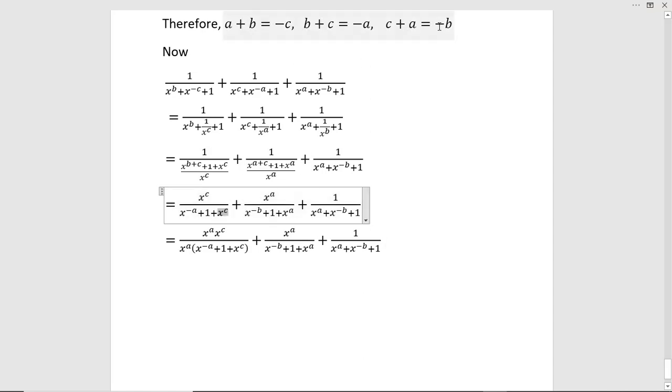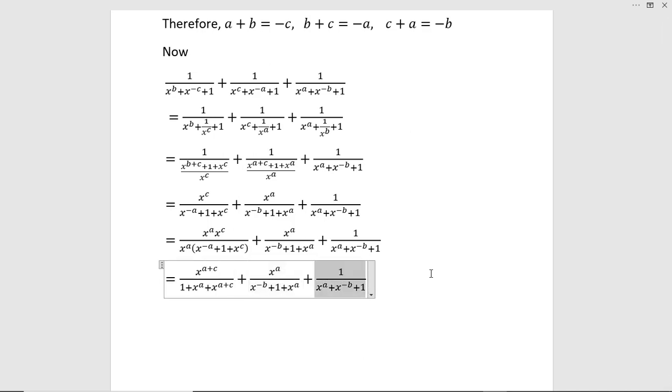So to get this minus b, we need c and a, c + a. So if we multiply x to the power a in both numerator and denominator, then it will become c + a, that is minus b. So this is our technique. So we can write it like this. The remaining two are the same. The first one will be changed like this: x to the power a + c, x to the power a and x to the power minus a become 1.